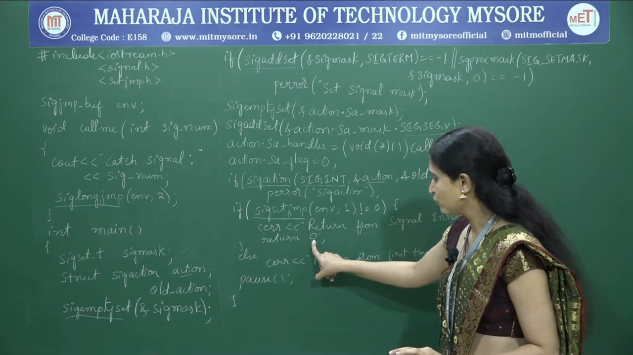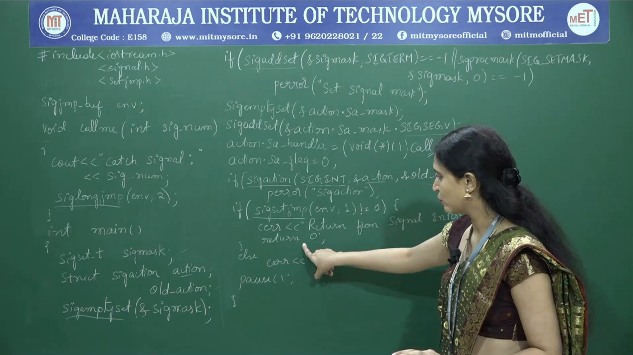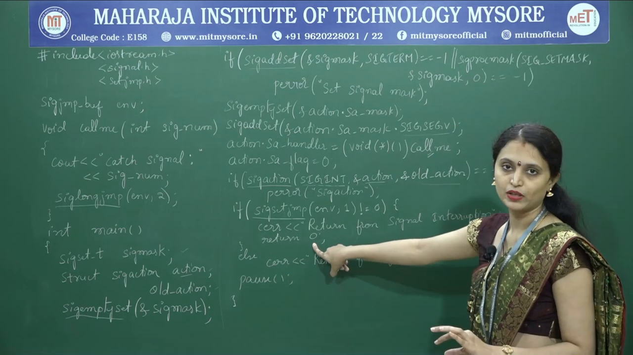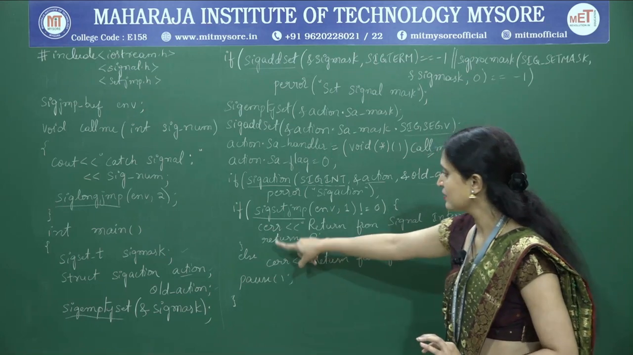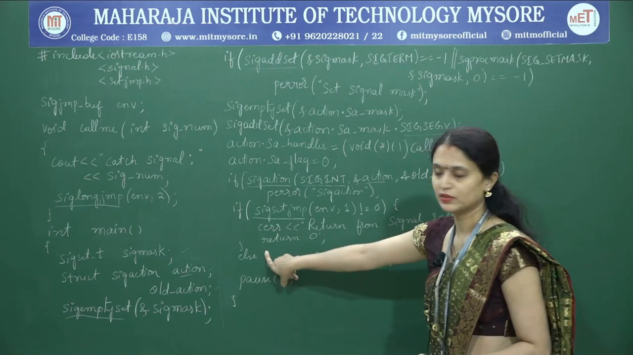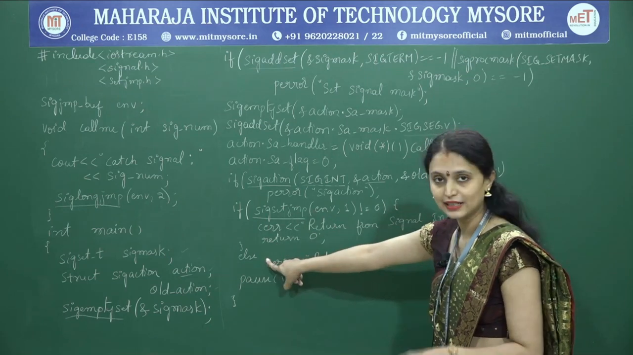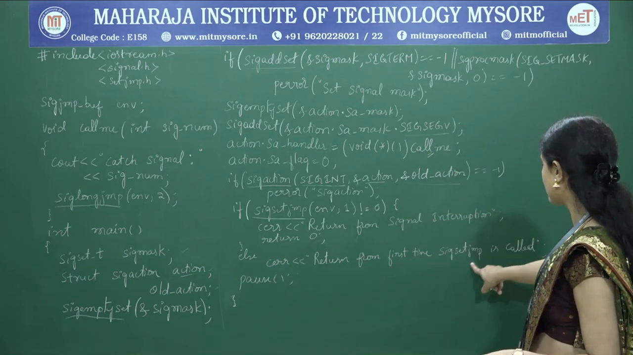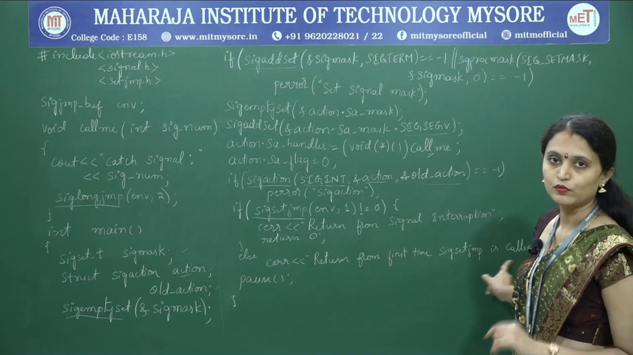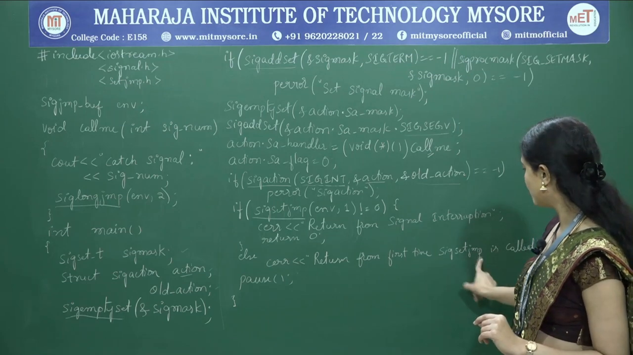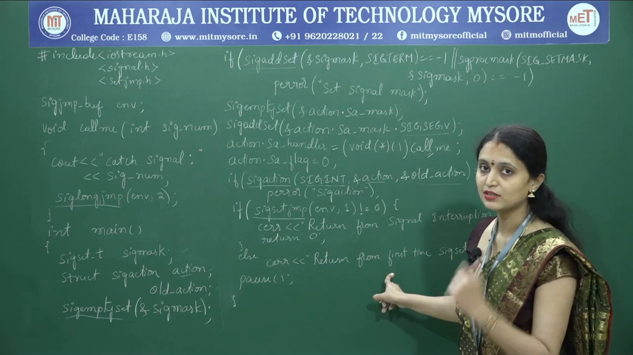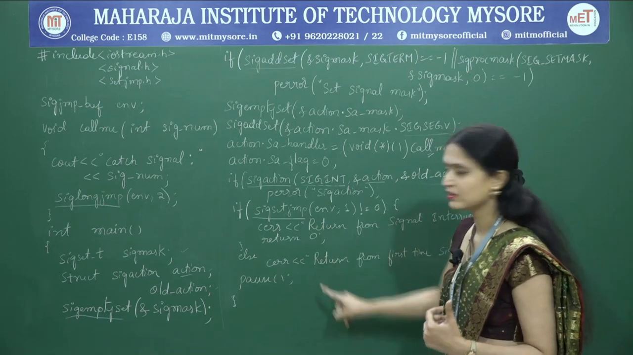Then we have to stop the execution of the program. Program control has to terminate here. That is why we are representing the return 0. Otherwise, if it is 0, in that case we are checking the return from the first time sigsetjmp is called. The first time this sigsetjmp is called, it returns 0.